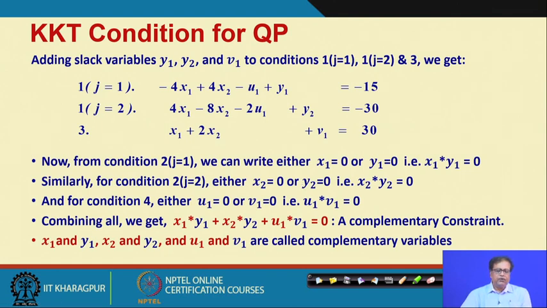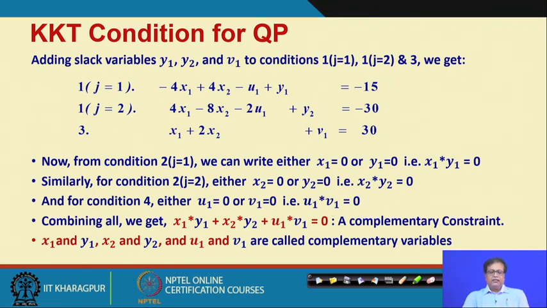So, now from condition 2, we can write x1 equal to 0 or y1 equal to 0, already we have seen the logic. So, x1 star y1 equal to 0. Similarly, for condition 2, either x2 equal to 0 or y2 equal to 0. So, x2 star y2 equal to 0, and for condition 4, either u1 equal to 0 or v1 equal to 0. So, u1 star v1 equal to 0.